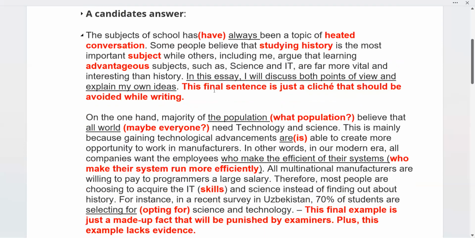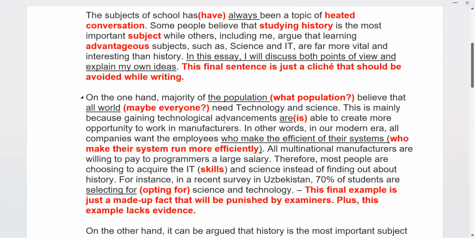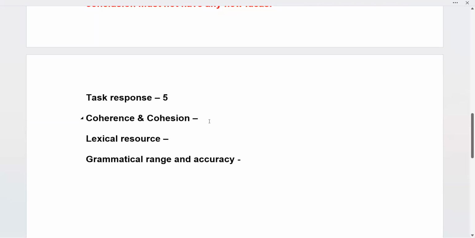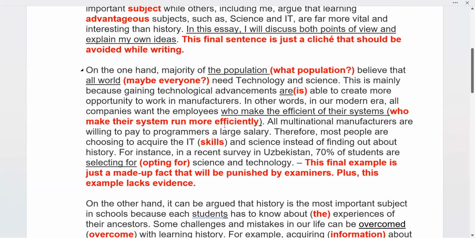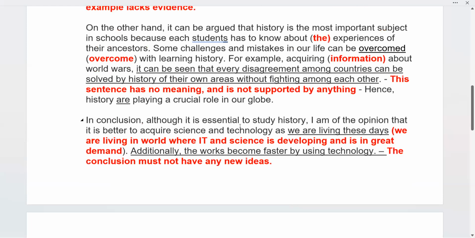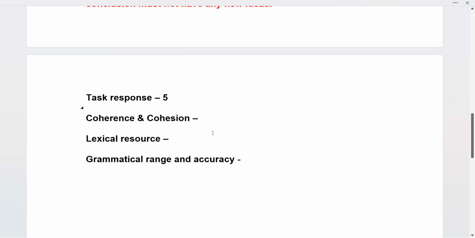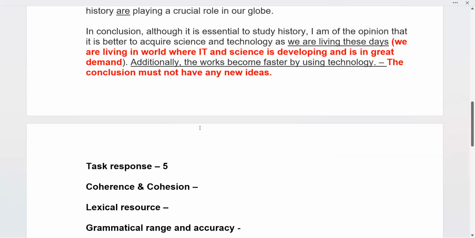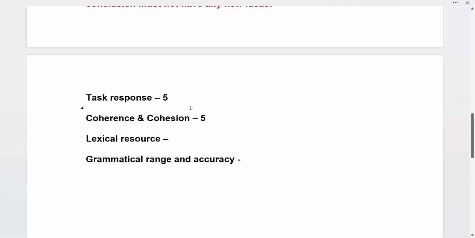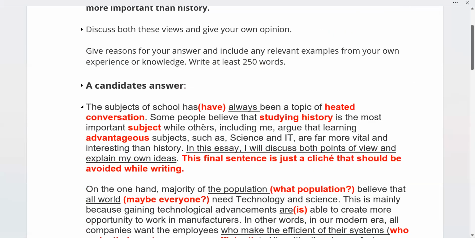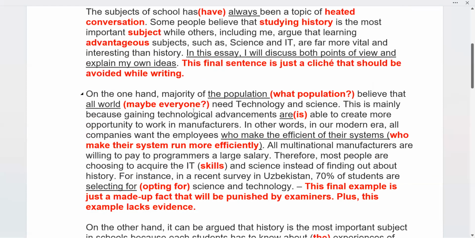The reason being that this person does not really have a good understanding of how to transition smoothly from sentences to other sentences, and many of the ideas do not really make sense. So for coherence and cohesion, I would give this essay a 5 too.